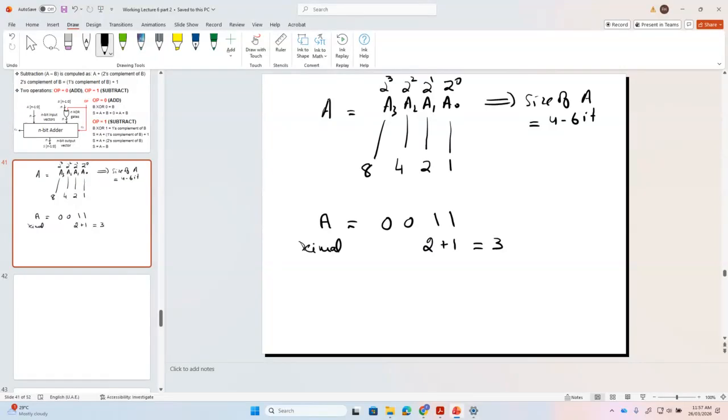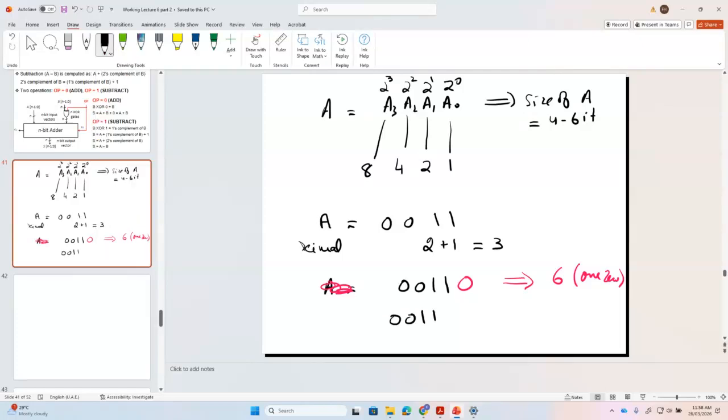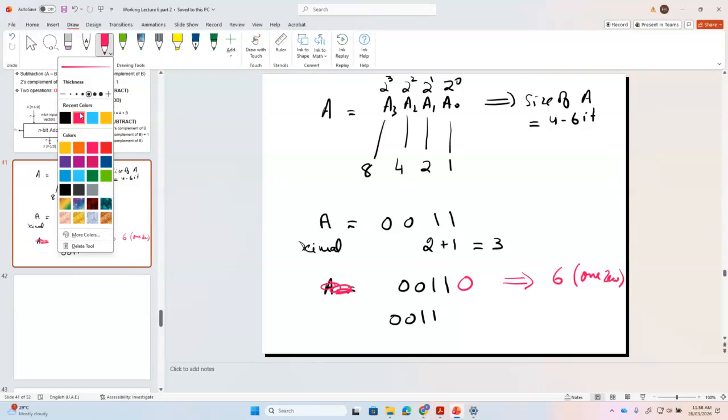Now, if we have A, which is 0, 0, 1, 1, and I put 1, 0 in the end, what is the value now? If you convert, it is 6. Now assume I copy and paste this A, writing 0, 0, 1, 1, and I put 2 zeros in the end. That gives 12.